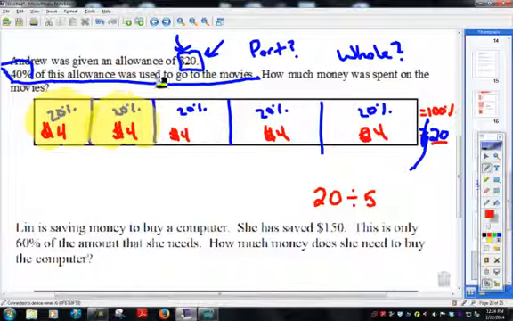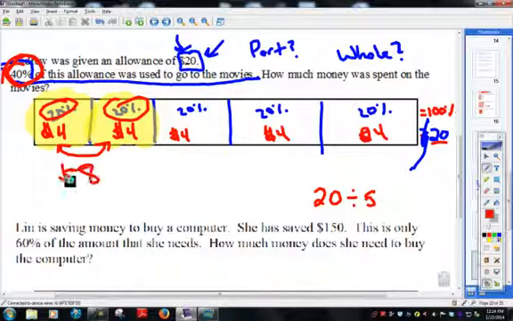So it wants to know, since he only used 40% at the movies, specifically how much money that is. Well, it's these two sections right here. That's 20 plus 20 is 40%. So this answer would be $8. He spent $8 at the movie theater.